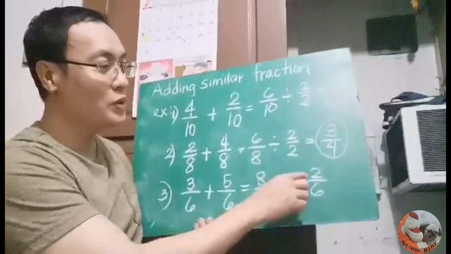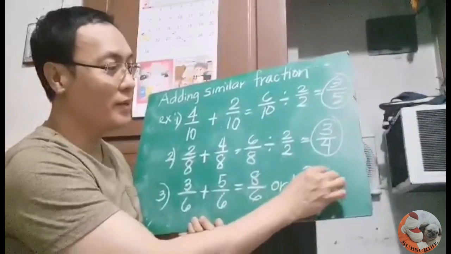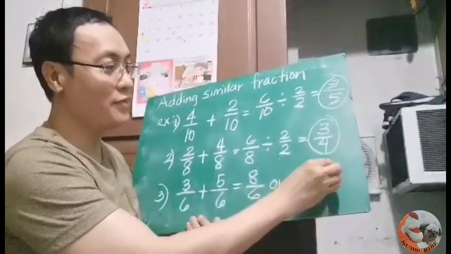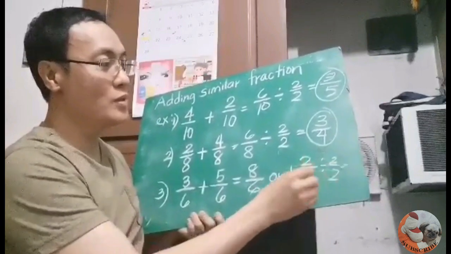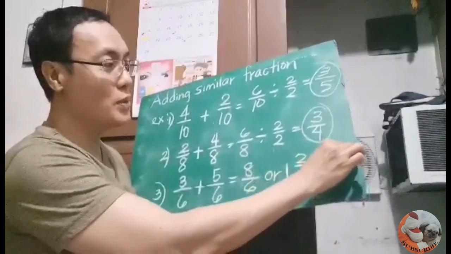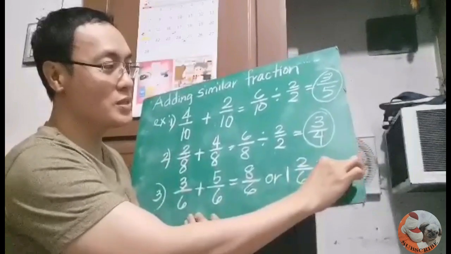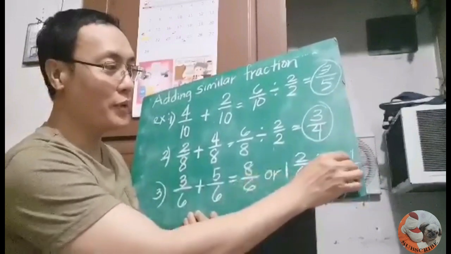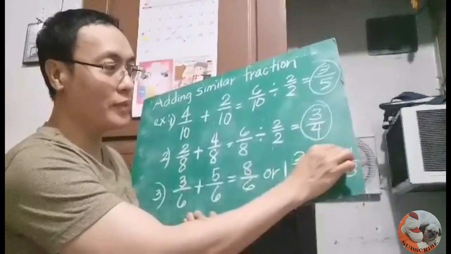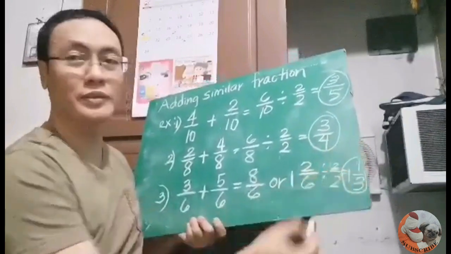Since 2/6 is not yet in lowest term, we can reduce 2/6 to lowest term by dividing by their GCF. Divided by 2. So 2 divided by 2 is 1. 6 divided by 2 is 3. Okay. So don't forget your whole number 1. So the answer is 1 and 1/3.